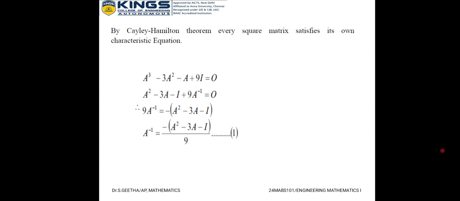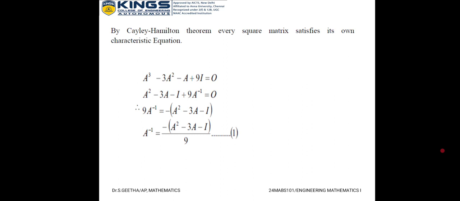Here we apply Cayley-Hamilton theorem. So, we can write A power 3 minus 3A square minus A plus 9I equal to 0 matrix. Multiplying by A inverse, we get A square minus 3A minus I plus 9 A inverse equal to 0 matrix. We need the A inverse term, so 9 A inverse equal to minus of (A square minus 3A minus I). Therefore, A inverse equal to minus of (A square minus 3A minus I) by 9.